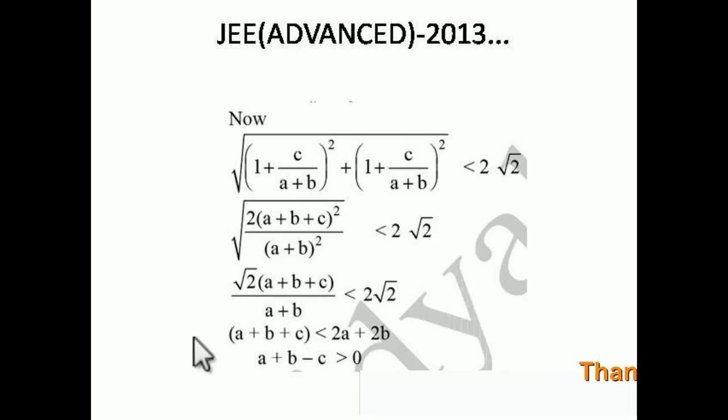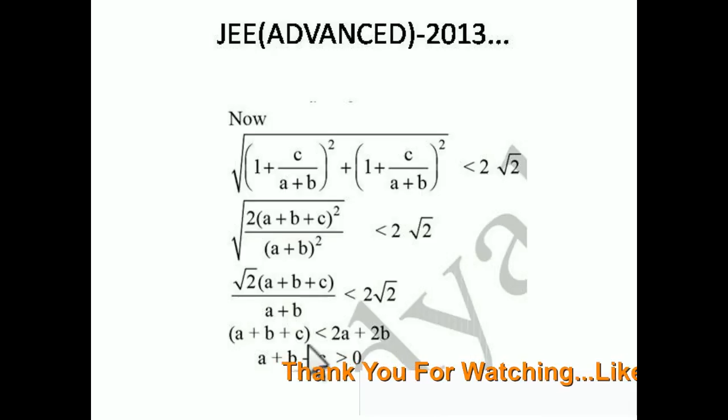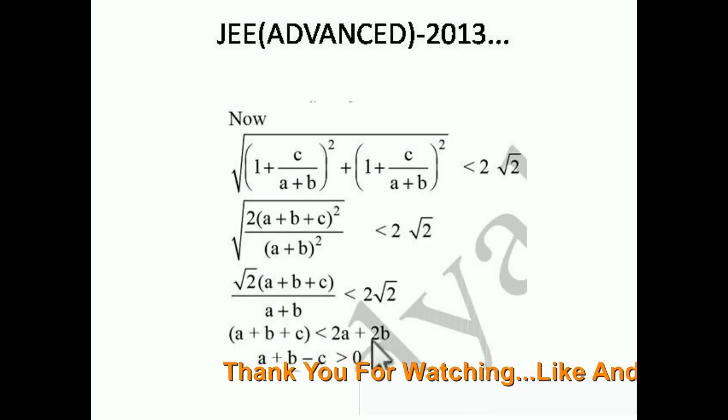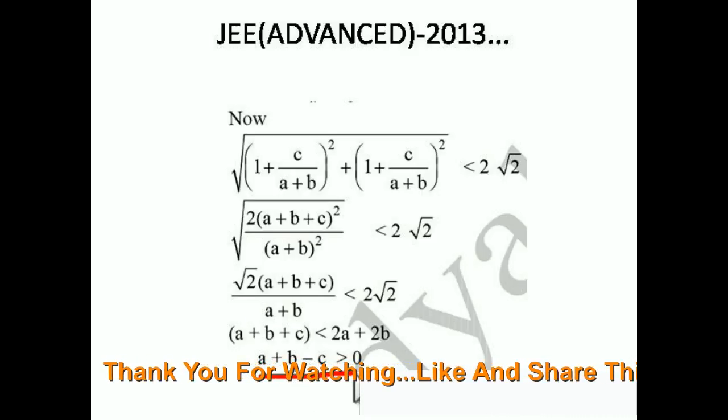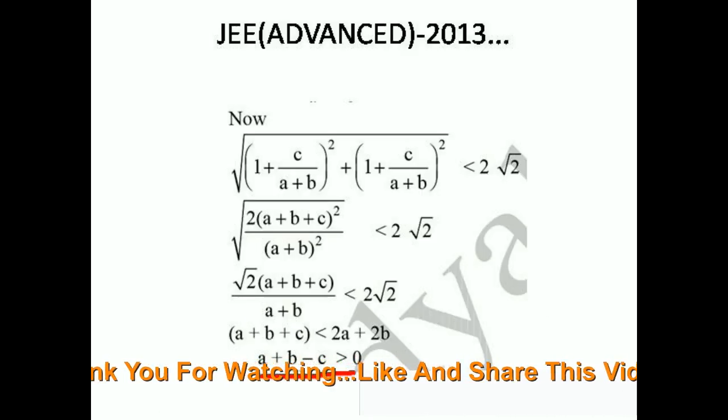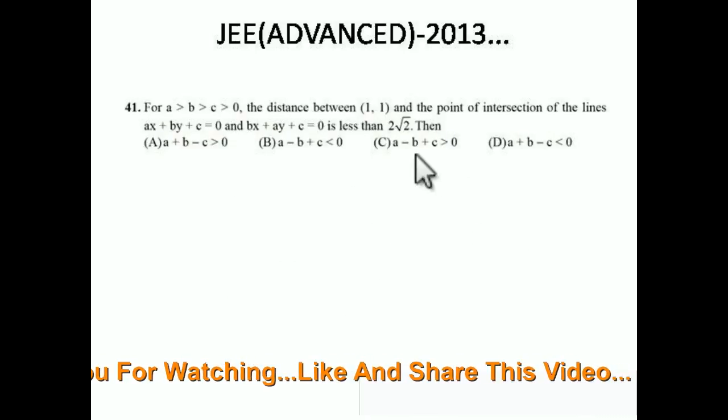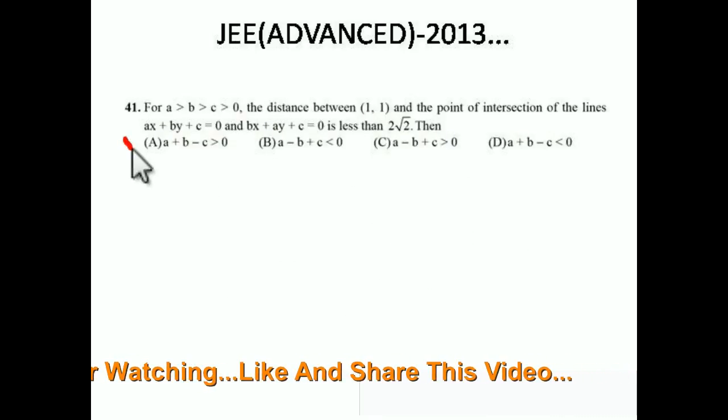Now this comes here, so we have finally a plus b minus c greater than 0. Okay, so we have a plus b minus c greater than 0. This is all what we have. So this is my condition. So my answer, option a plus b minus c greater than 0, that is option A, is the right option.